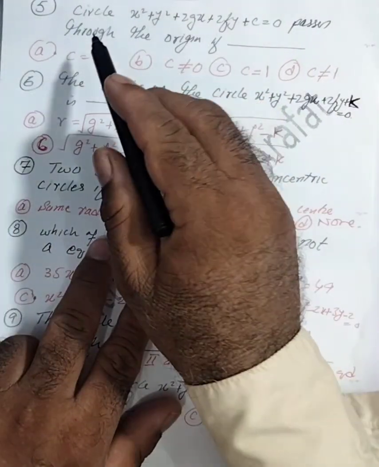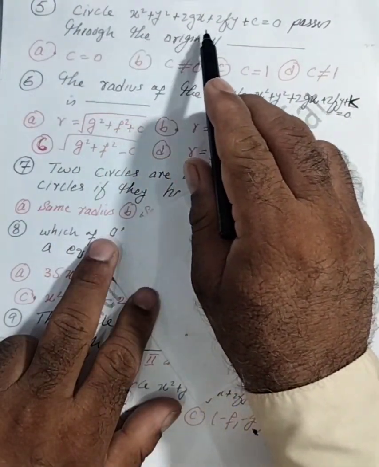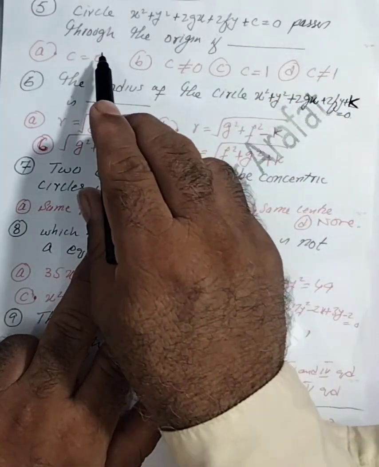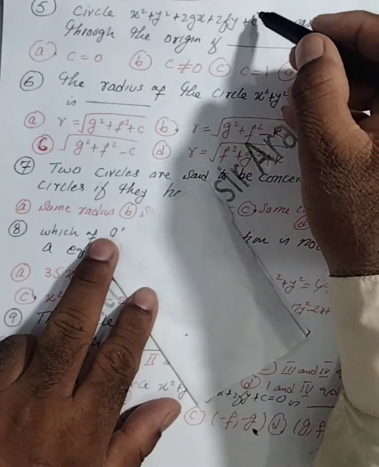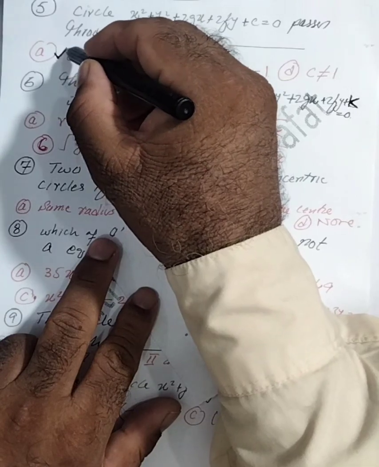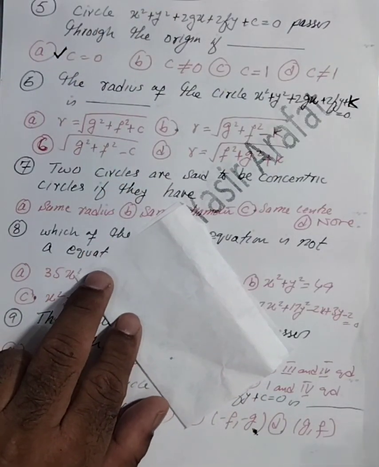Okay, dear students, now come to the fifth MCQ. x squared plus y squared plus 2gx plus 2fy plus c equals 0. If it passes through the origin, then the constant term c will be equal to 0. We have discussed this in detail in the fourth MCQ.